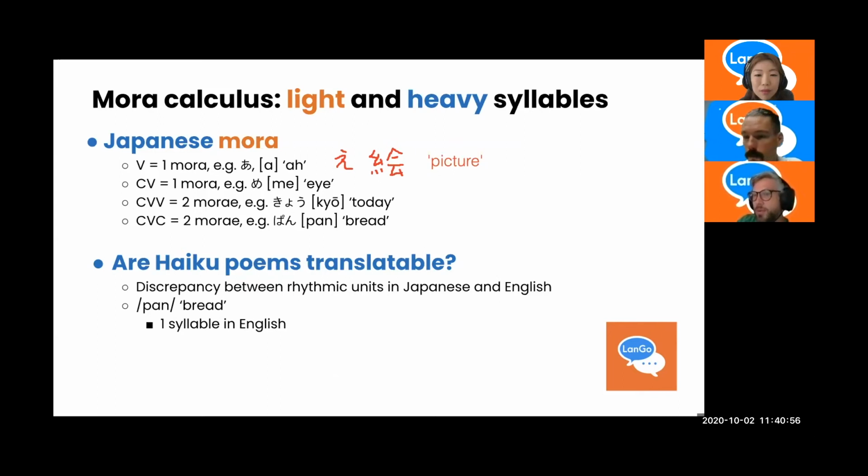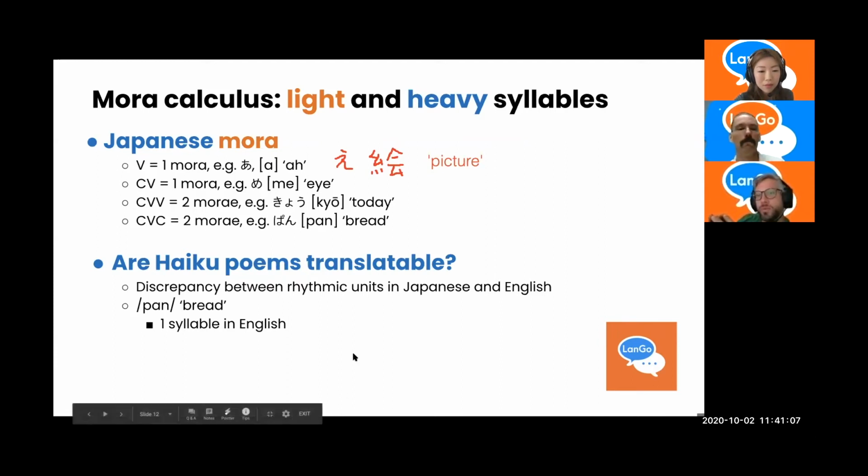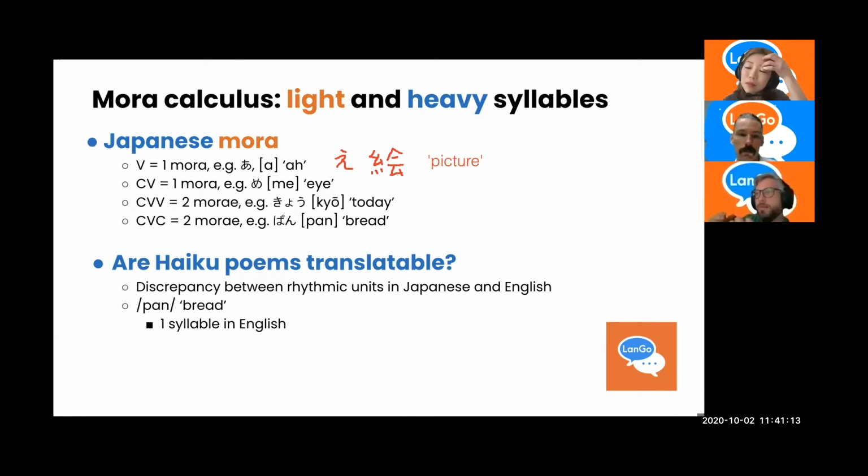For example, the word pan is 1 syllable in English and 2 morae in Japanese. Now, if you're trying to make haikus in English, they typically tell you it's this many syllables, then this many, then this many. But if you are using closed syllables, then your syllable count will be wrong for the Japanese mora count.